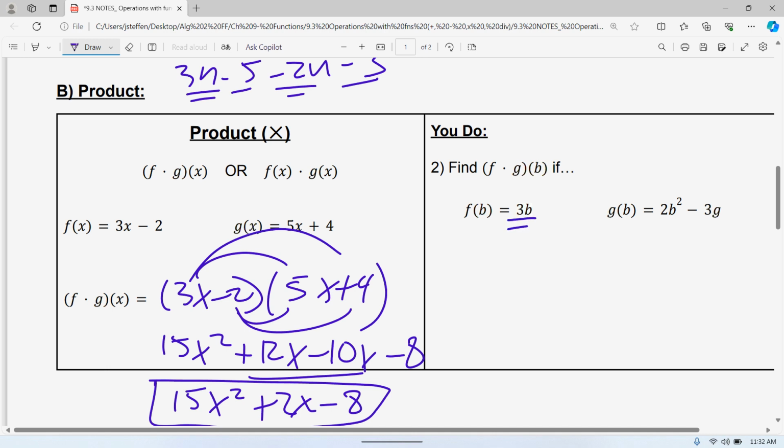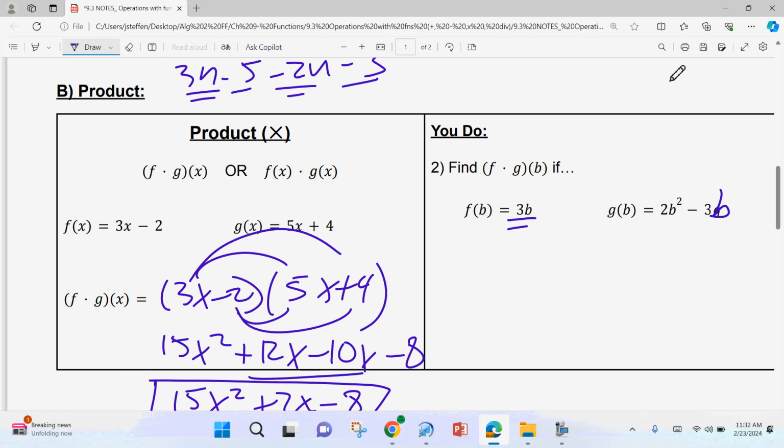Next one is 3b. Oh, this is supposed to be b. When you come back from lunch, we'll talk about the answer to that one.